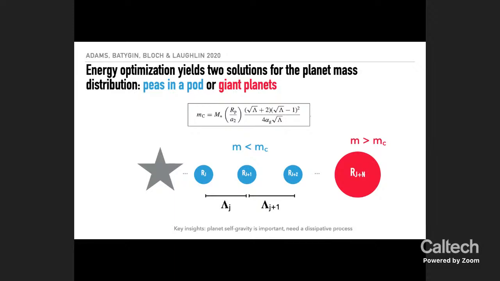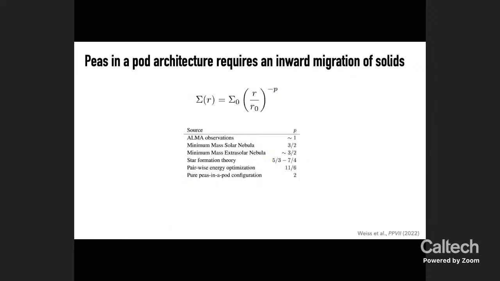Another interesting thing about this theory is it is actually agnostic about the mechanism of how the planets become similar in size and regularly spaced. It's simply pointing out that this is the energy optimum. So what is the mechanism by which planets become peas in a pod?